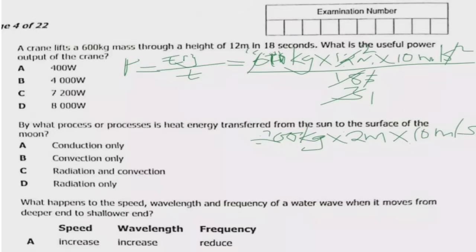Then down here we don't have anything, so we just multiply 200 times 2 will give us 400, 400 times 10 will give us 4,000. So the answer is 4,000 watts, and that is the answer. So the correct answer is B.